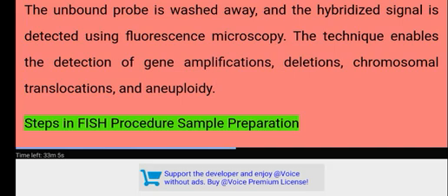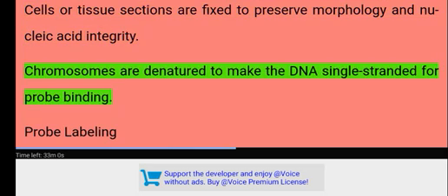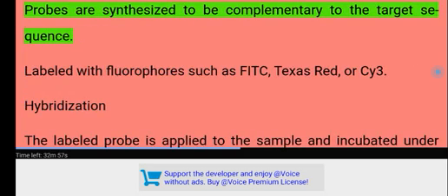Steps in FISH procedure: sample preparation. Cells or tissue sections are fixed to preserve morphology and nucleic acid integrity. Chromosomes are denatured to make the DNA single-stranded for probe binding. Probe labeling. Probes are synthesized to be complementary to the target sequence, labeled with fluorophores such as FITC, Texas Red, or Cy3.